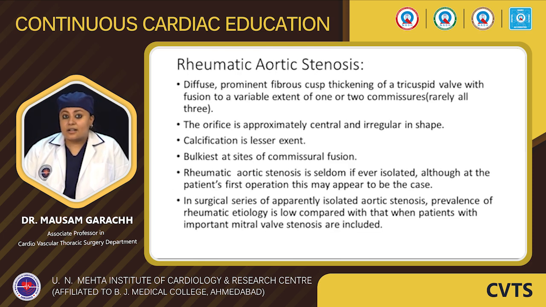Rheumatic aortic stenosis. There is diffuse prominent fibrous cusp thickening of the tricuspid valve, with fusion to a variable extent of one or two commissures, rarely all three. The orifice is approximately central and irregular in shape. The calcification is lesser in extent. It is bulkiest at the site of the commissural fusion.